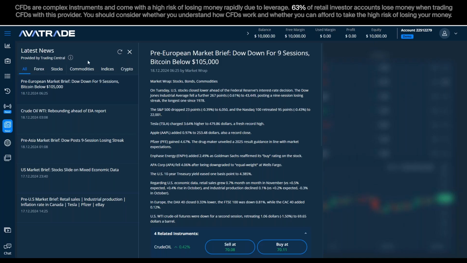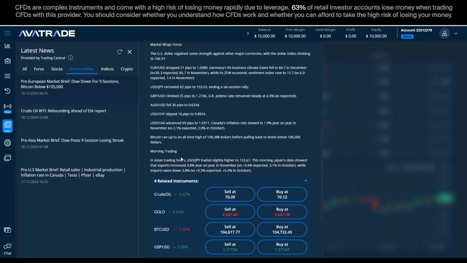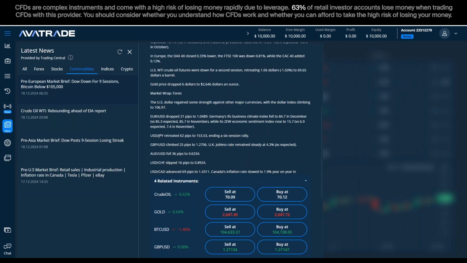Okay, and in here we can have categories as well. We can see forex, stocks, commodities. Let's suppose we want to go with commodities as an example, and I can read what's written here. If I go below, I'll see 4 related instruments. These are the instruments that this article might be related to. And if I go through the articles here, perhaps it will contribute to my analysis of oil, gold, Bitcoin, or pound versus dollar.